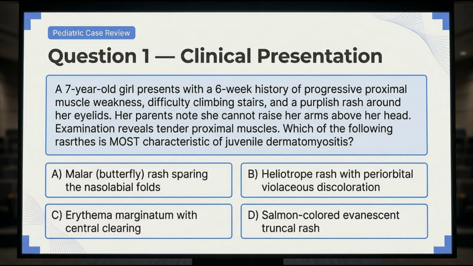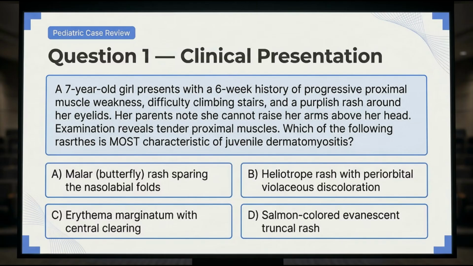Clinical presentation. A 7-year-old girl presents with a 6-week history of progressive proximal muscle weakness, difficulty climbing stairs, and a purplish rash around her eyelids. Her parents note she cannot raise her arms above her head. Examination reveals tender proximal muscles. Which of the following rashes is most characteristic of juvenile dermatomyositis?